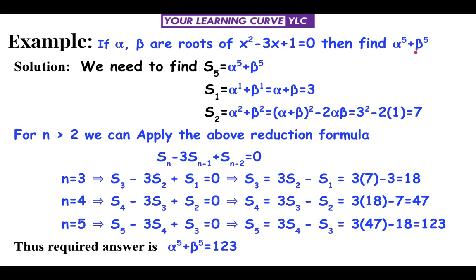This is called a reduction formula. We have to reduce this to lower powers. First we find 1, 2, 3, 4. If you have to find alpha to the power 10 plus beta to the power 10, then you have to apply this expression 10 times. So you find S1, S2, S3, S4, and then go till S10. So this is the application part.